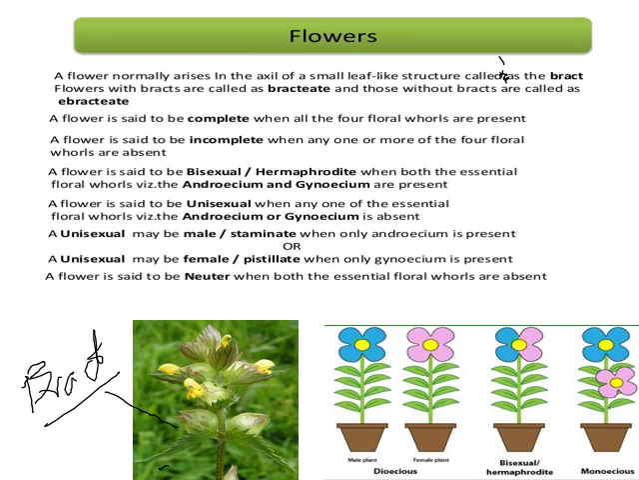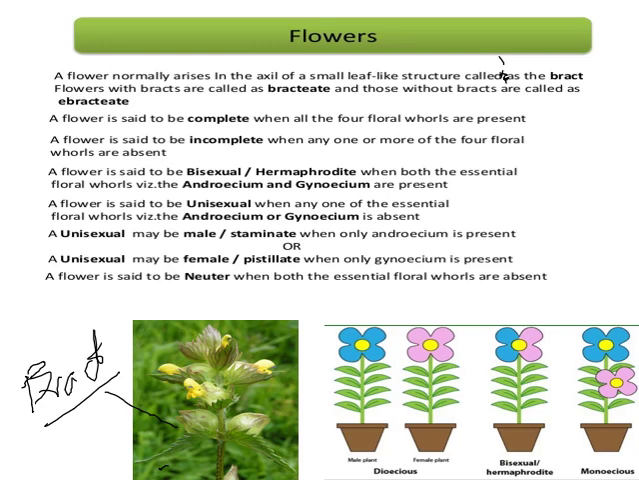And if a flower has both whorls, whorl number 3 and whorl number 4, related to androecium and gynoecium, if both are present, then we call that flower hermaphrodite or bisexual.